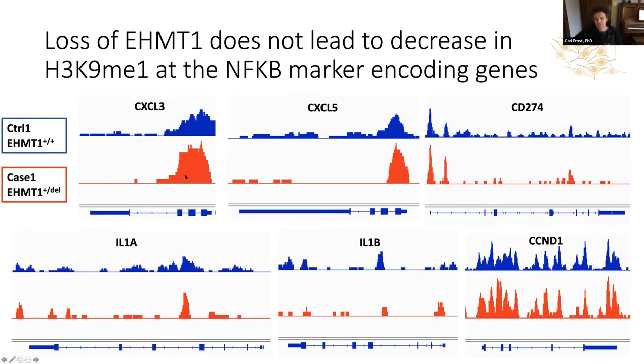And if anything, we're seeing what Hans saw, that there's a slight increase in H3K9me1. So this doesn't seem to be any genomic effect of EHMT1 loss. This is across the patients and the knockouts on these loci. And I can tell you just across the genome, we don't see it either.